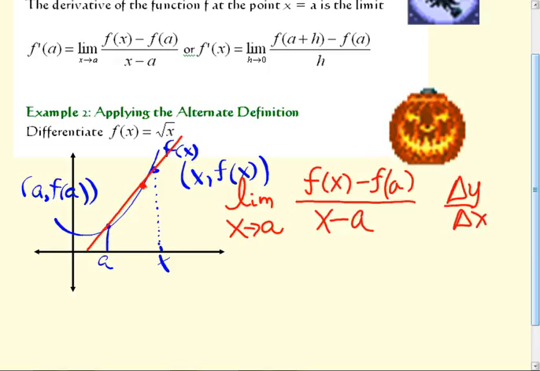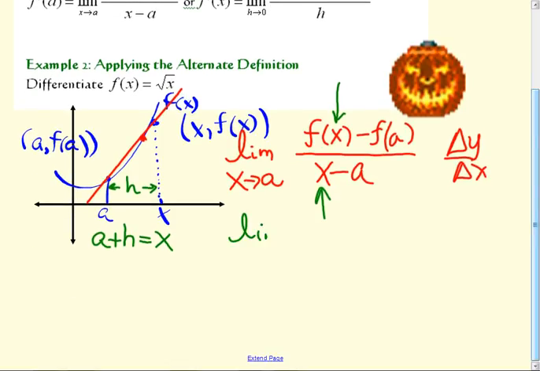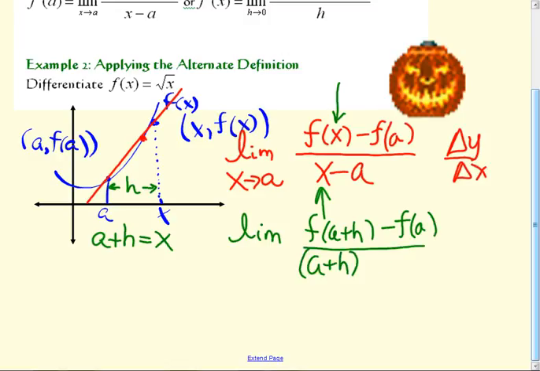Because if this distance here is h, then a plus h is equal to x. If you put that in here, and if I put it in there, then what do I have? I have the limit. I'll get to the bottom of that in a second. And it's f of x, but that's f of a plus h, minus f of a over x, but x is a plus h, minus a. And if x is approaching a, h has to go to 0. So it's the same. It just looks different.